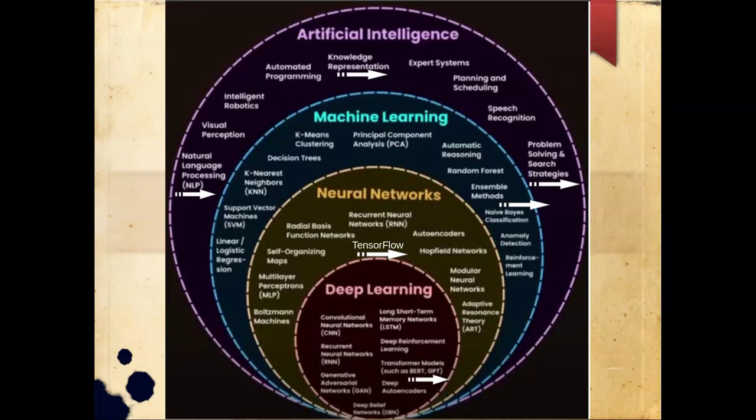So in this particular slide, as you can see, I have attempted a circular categorization of AIML and where we need to focus as professionals. Because, as I said, the landscape is huge, you cannot learn everything. So the first important thing, the outer periphery which belongs to artificial intelligence, is natural language processing.